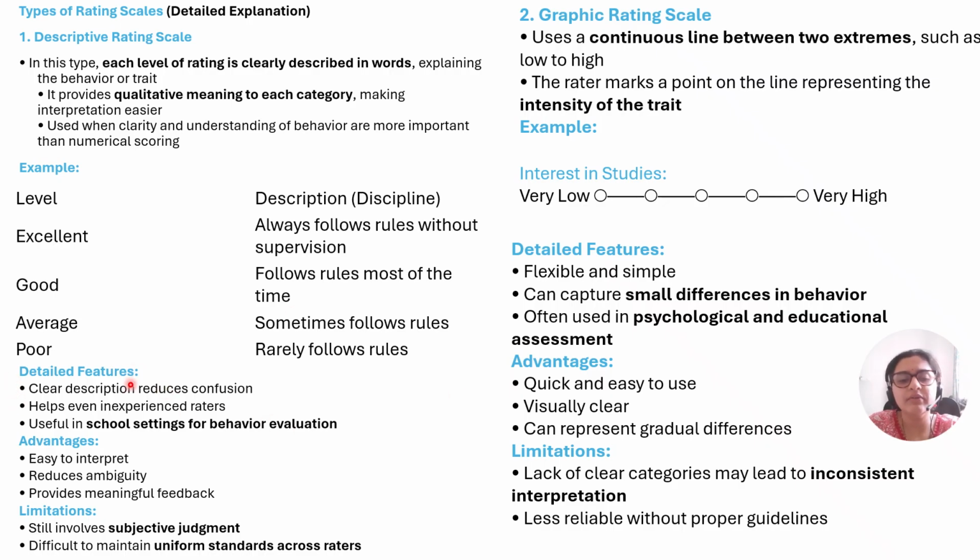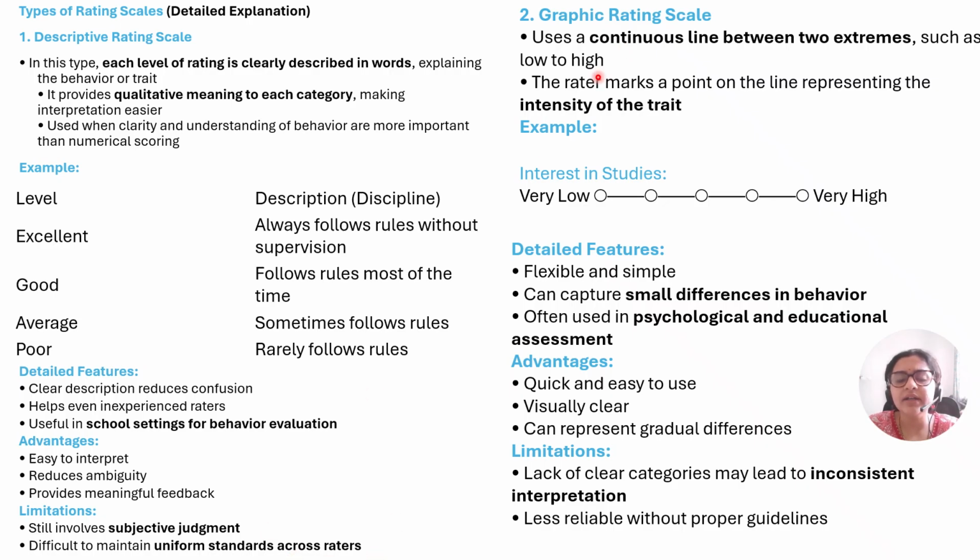So what are some of the features? A clear description is given. It helps even inexperienced raters because it is clearly described. Even inexperienced people can easily understand. Useful in school settings for behavior evaluation. What are the advantages? Easy to interpret, reduces ambiguity, provides meaningful feedback. What are the limitations? It still involves some judgment and it is difficult to maintain uniform standards.